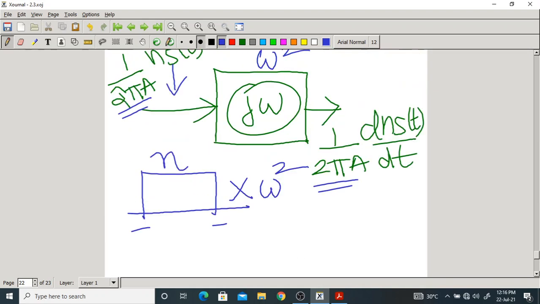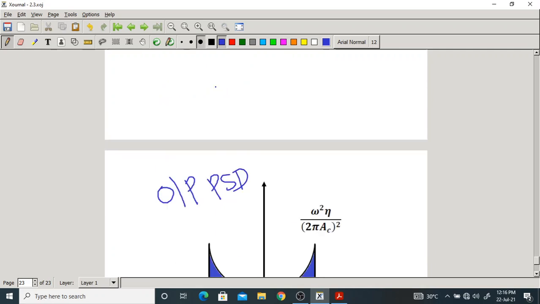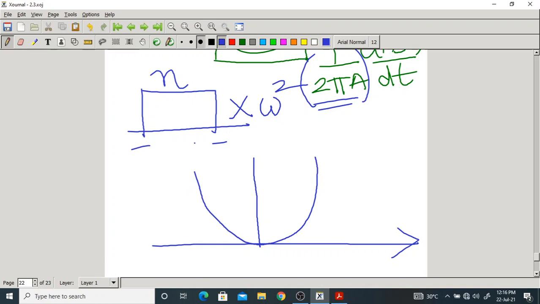And one more thing: if you take PSD, this becomes square. Now this is the output PSD. Why? Because first of all, what is omega square? It is a parabola. So this into this: omega square means this rectangle signal into this parabola. Obviously what happens? It becomes something like this.